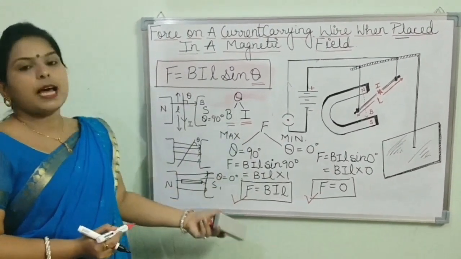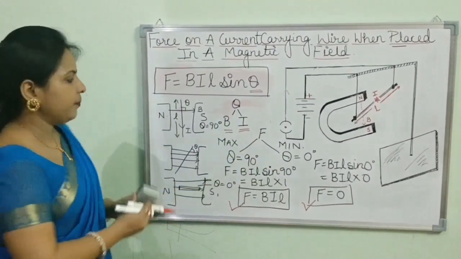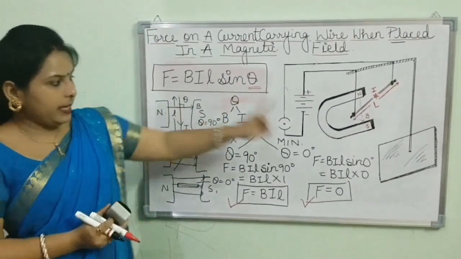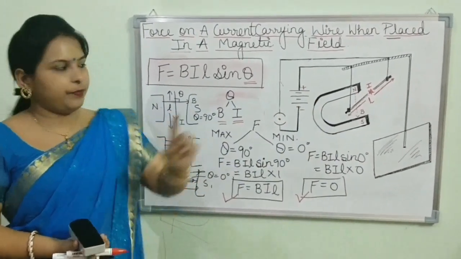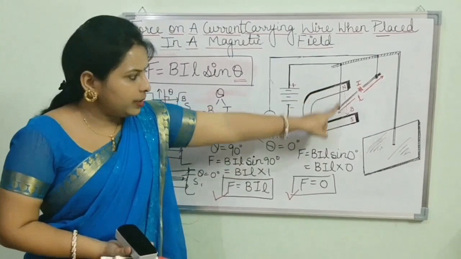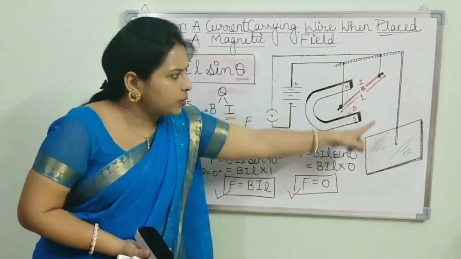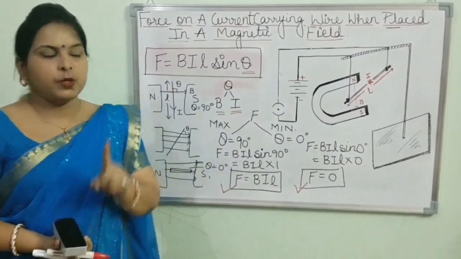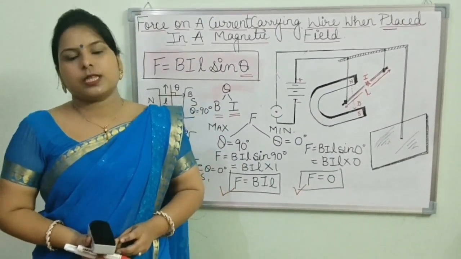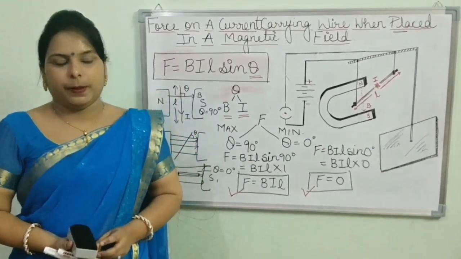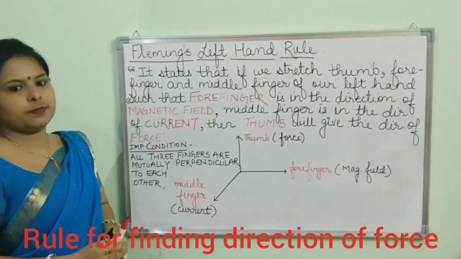If you decrease the angle, the force will also keep on decreasing. Okay. So the next thing that we will study is in which direction this force will be. We know the direction of B, we know the direction of current, but here we don't know the direction of force. For that, we will follow Fleming's left hand rule, which was given by the scientist Fleming. So our next topic is Fleming's left hand rule.